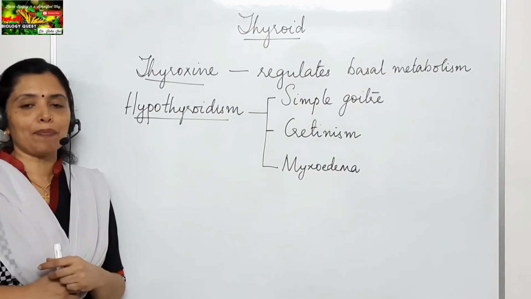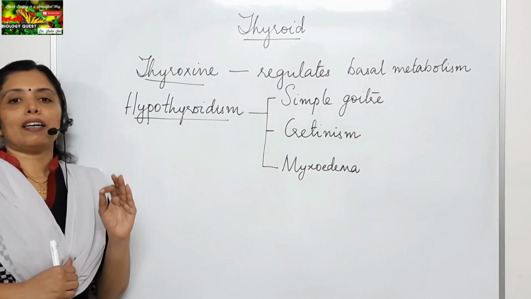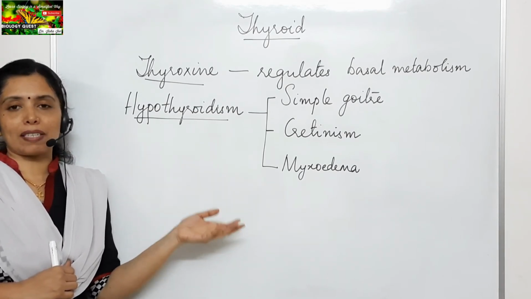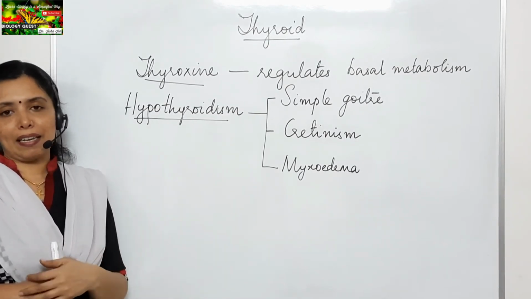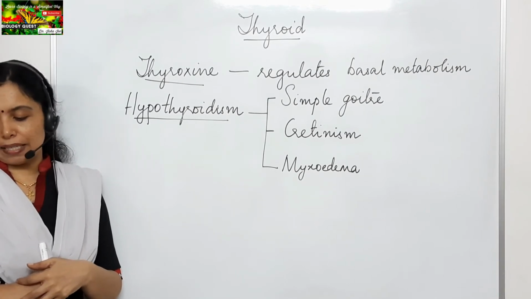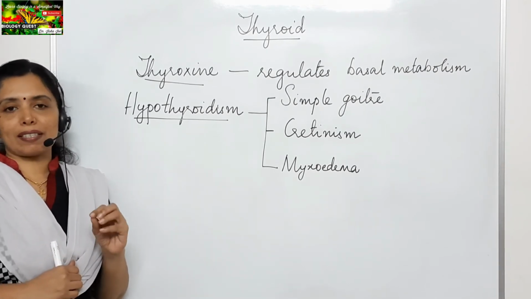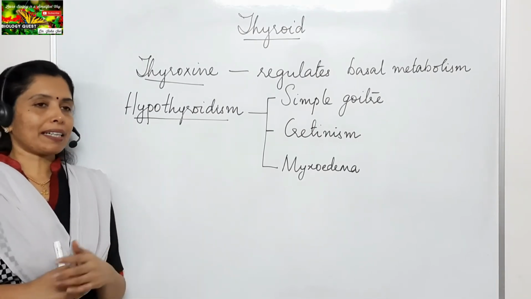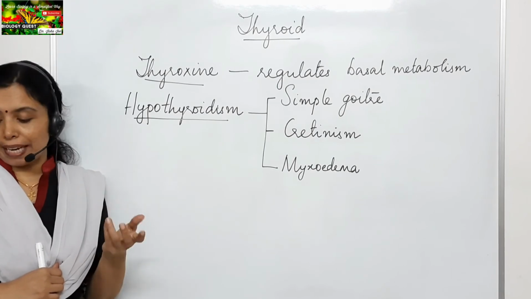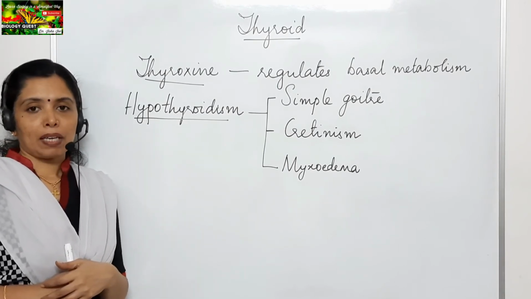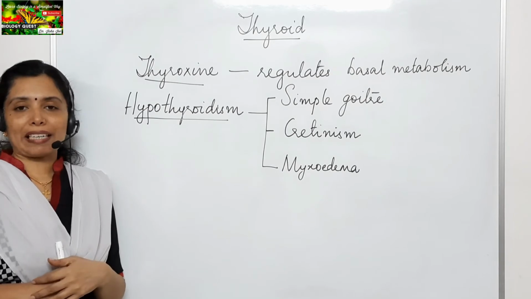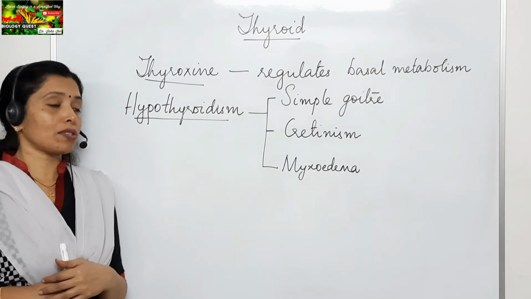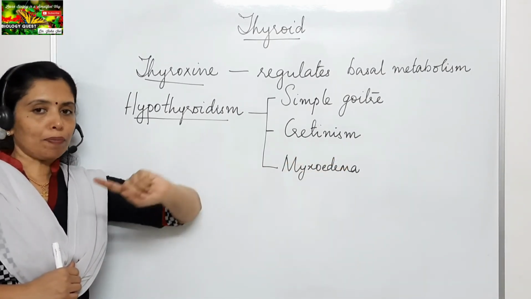So what is cretinism? Cretinism is a condition due to hypothyroidism or undersecretion of thyroxine in children, resulting in dwarfism and mental retardation. And the cause of this cretinism is the defective development of the thyroid gland or the early atrophy. Atrophy means degeneration. Early degeneration of the thyroid gland or the defective development of the thyroid gland is the cause of cretinism. So I hope that is also clear.